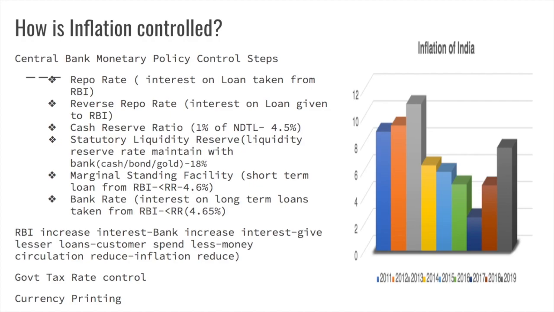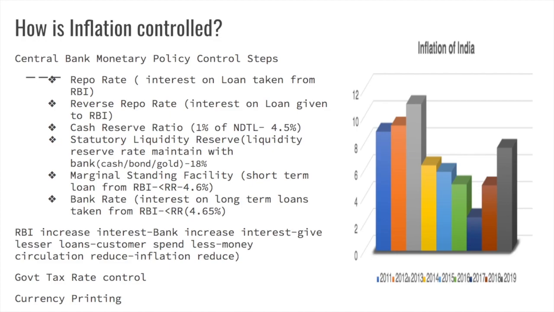So the repo rate is the repurchase option rate. That is the full form for that. So basically that is the interest on the loan that is taken from the RBI. So banks take loans from the RBI, and then that money is given to customers, right? If that rate is not increased, then banks will have more money and they'll give more loans, and people spend more, money is circulating more, and prices increase, and the inflation increases.